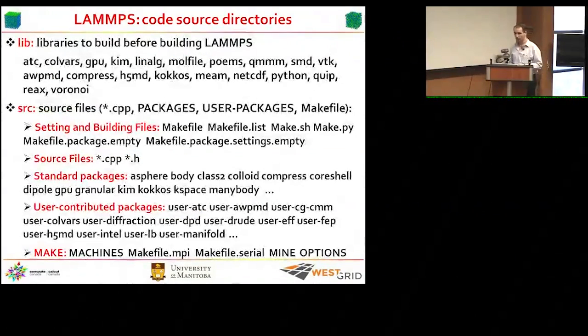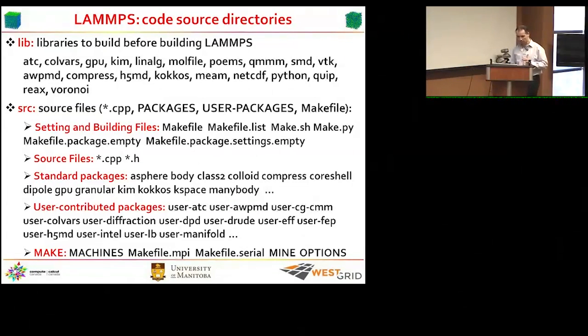Now, how to build LAMMPS? If you go to the library directory, you have all the libraries that you need to compile before building LAMMPS. Of course, you can compile LAMMPS without these libraries, but you have to remove the packages. I will explain how to remove packages. For example, you might need the modified embedded atom potential, NetCDF, Python, and so on.